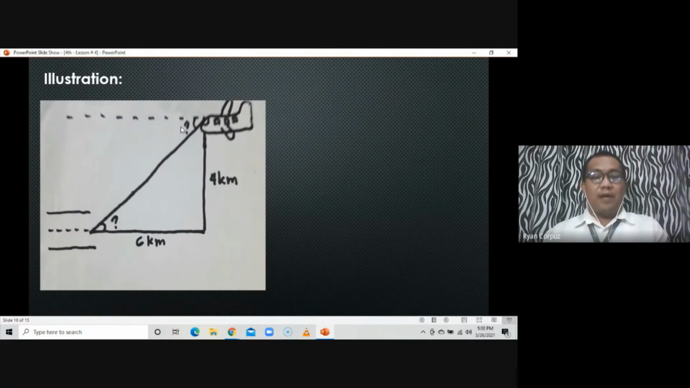Just like yung problem natin kanina, this is a horizontal line, and this is also another horizontal line. So we can form here parallel lines, and this line will serve as the transversal. So it's just like we are going to apply parallel lines cut by a transversal. Whatever the measure of this angle, that's also the measure of this angle because they are what we call alternate interior angles. They are congruent in measure.